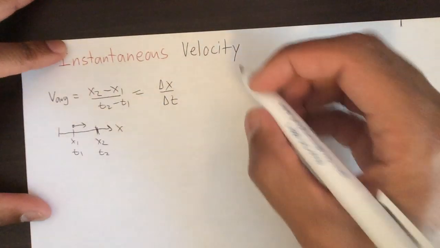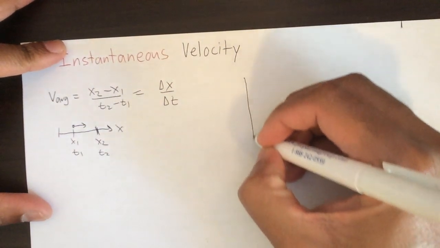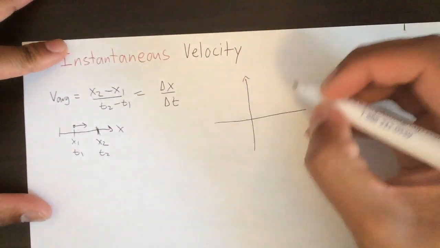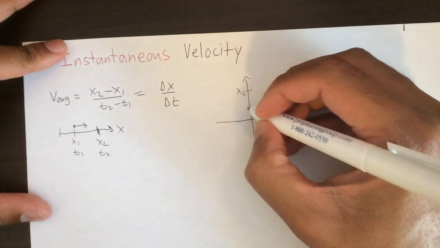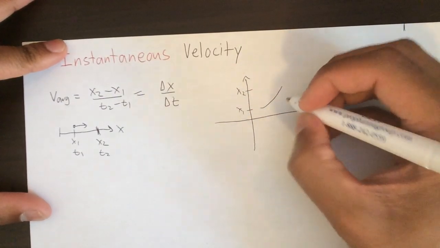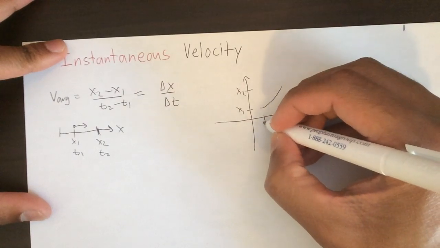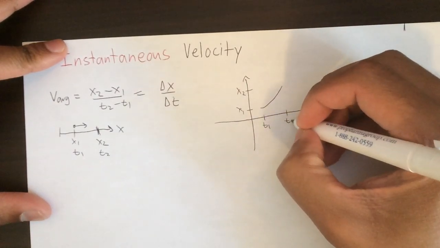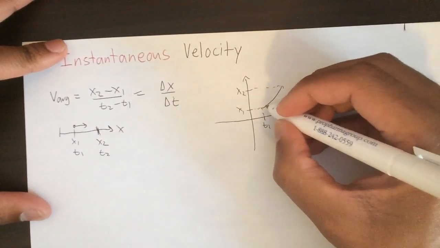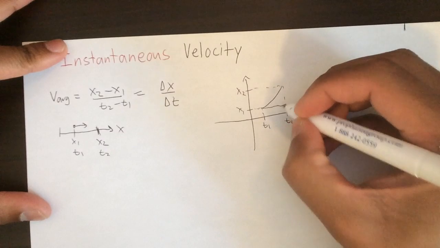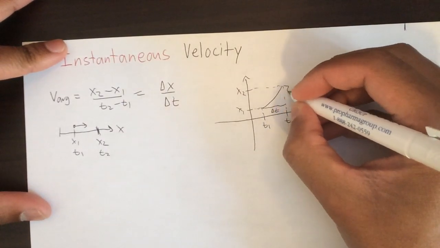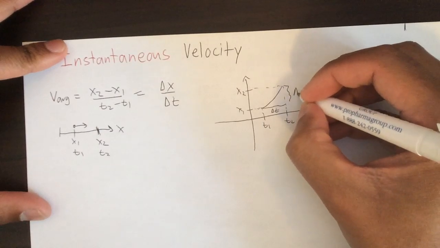And we know that graphically, if you have a graph like this, with x1, x2, t1, and t2, and it's lined up like this, we know that this is delta t, and this is delta x.